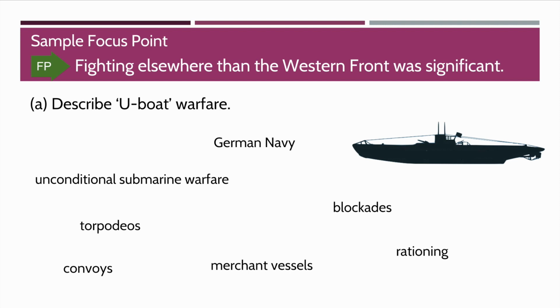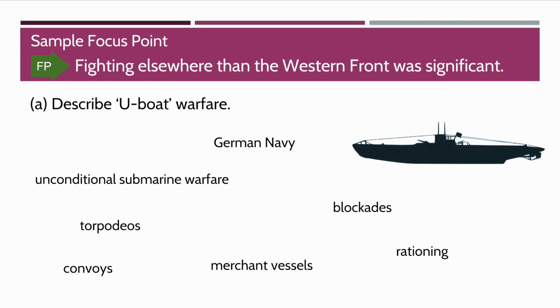They shot torpedoes at opponents. They tried to blockade ports. This caused severe rationing. And one of the things that the British eventually did in order to fight off these submarine attacks is they formed these convoys in which they would all sail together for protection. So through these key vocabulary words and concepts, I have the general idea of how I would answer this question.